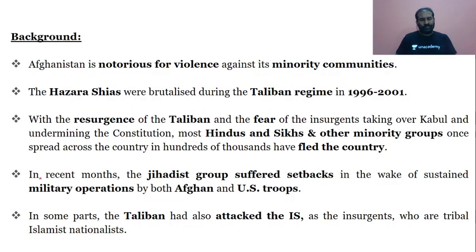We will look at the background of what is happening in Afghanistan, and a little bit of the Taliban. Afghanistan, as we know, is notorious for violence, because it is always between the Taliban and the government, and many times it is the Taliban. If you look at Afghanistan, many parts of the cities are under the control of the Taliban, and they do run a parallel government. And this notorious violence is against the minority communities.